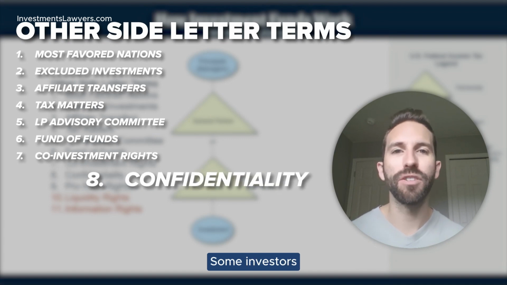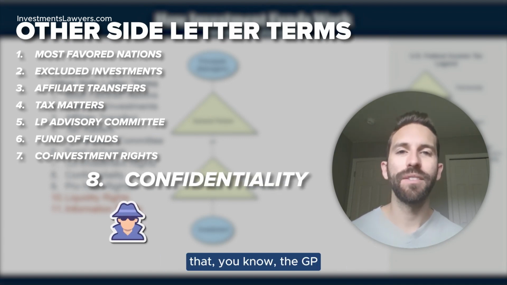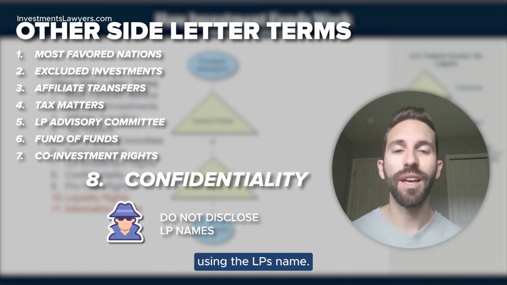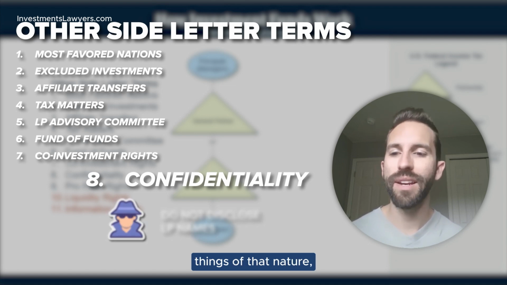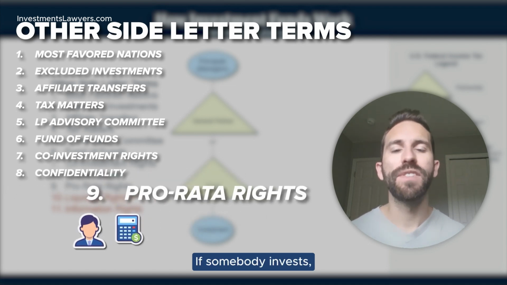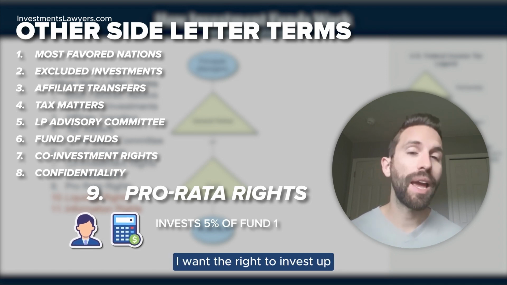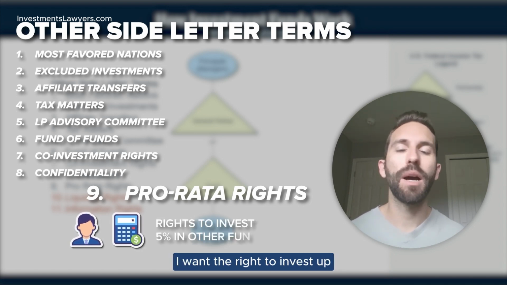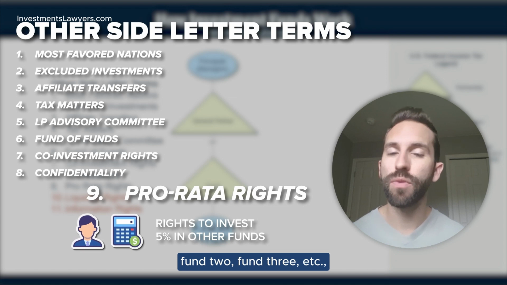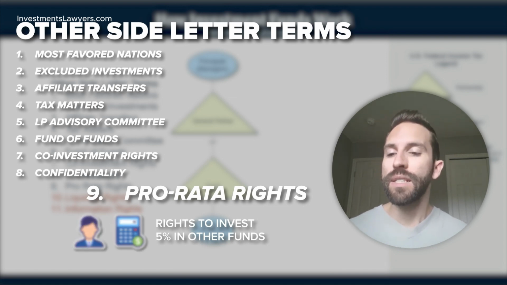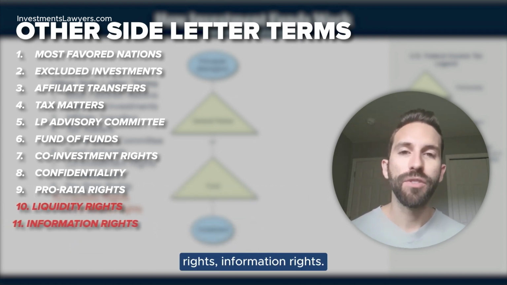Confidentiality: some investors might want to make super clear that the GP or the fund aren't using the LP's name, things of that nature. Pro rata rights: if somebody invests 5% of fund 1, they might say, I want the right to invest up to 5% of the commitments in fund 2, fund 3, etc. 10 and 11, liquidity rights, information rights.